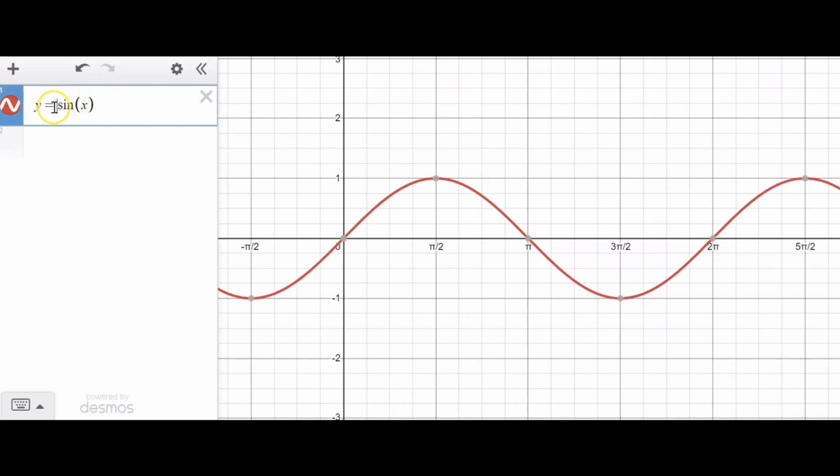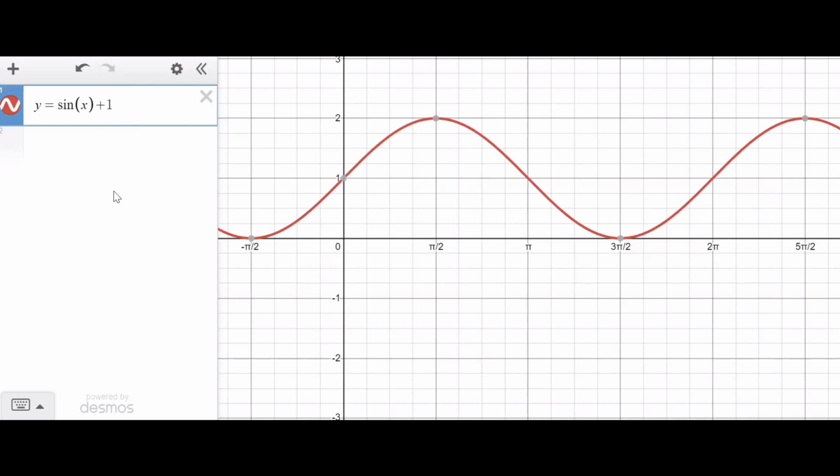We're going to put a number up front, okay? We're going to put a number in front of the x on the inside of the angle, and we're going to put a number on the end like a plus or minus, okay? So first thing I want to show you is what happens if we put a plus or a minus on the end of the function. Like, let's say instead of having sine of x, we have sine of x plus 1, okay?